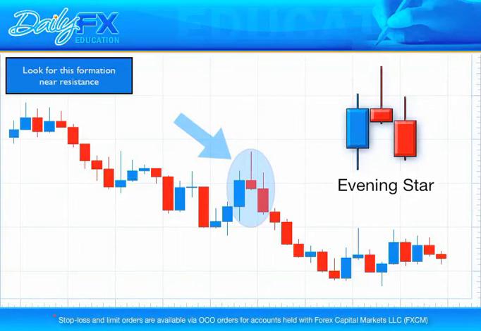With this pattern, watch for sell-offs the following days. Entry would be at the open of the next candle after the formation is completed, with a protective buy stop placed above the high of the evening star.